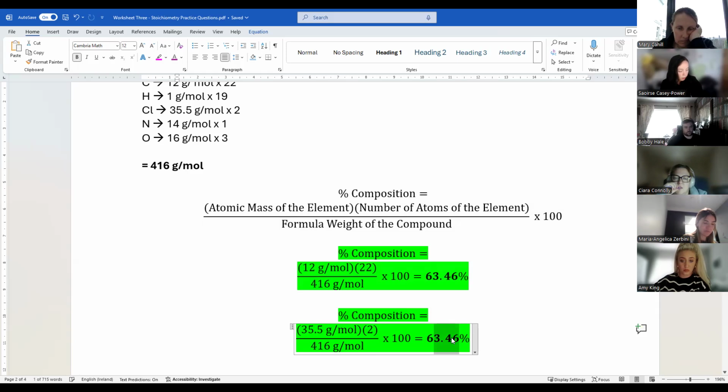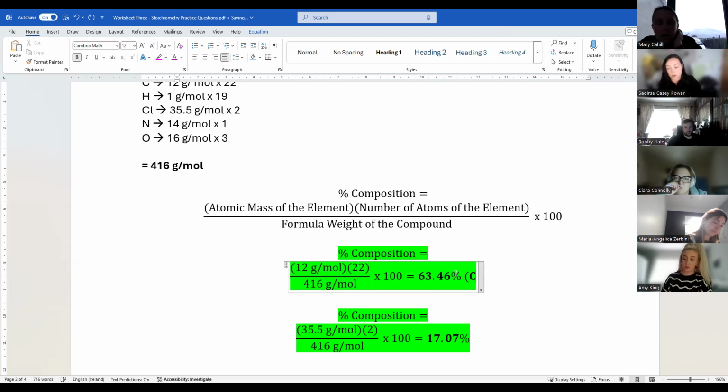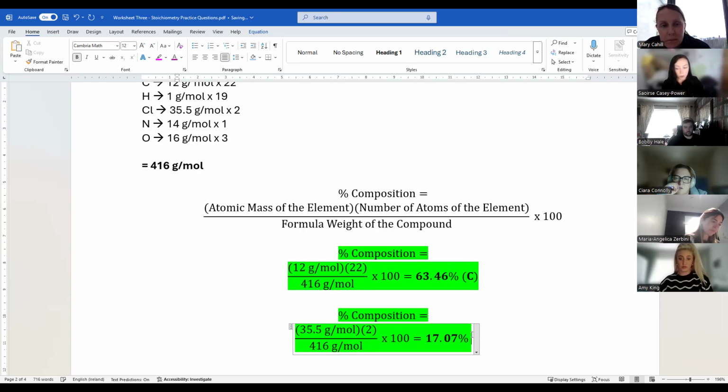So in this case, it will be 17.07% if it was chlorine. So you can do this for each one of those, and some questions do ask you for that. They'll do each element. Some will only specify what element they want, but it's good practice to work through them all. So that would be for chlorine.